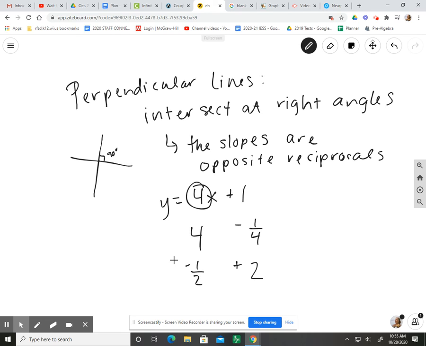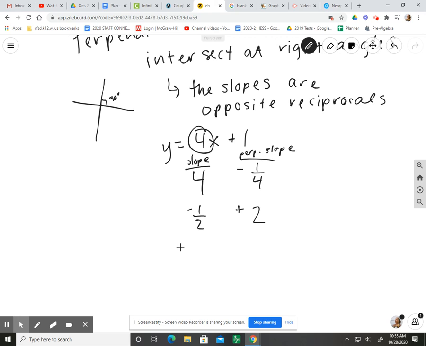Alright, so if I start with a slope, my perpendicular slope is the opposite reciprocal. So if one line has a slope of 3/2, my perpendicular slope is the negative flip, or opposite reciprocal, so negative 2/3. Alright, so that is what perpendicular lines are in relation to slope.